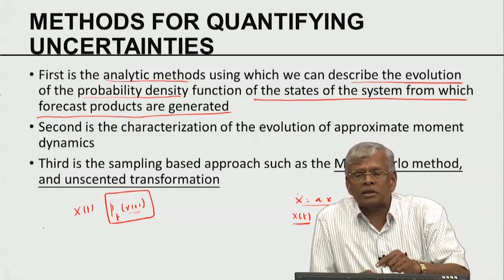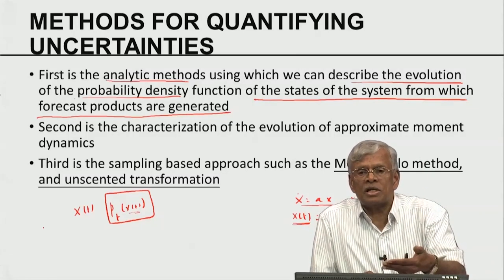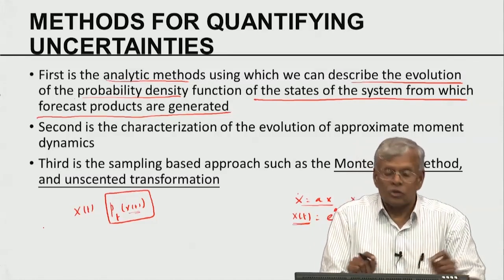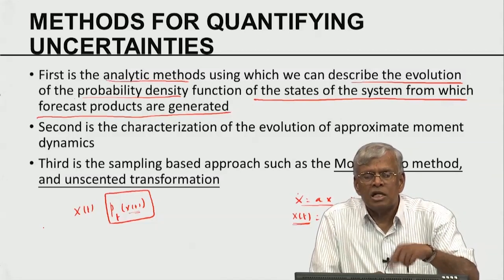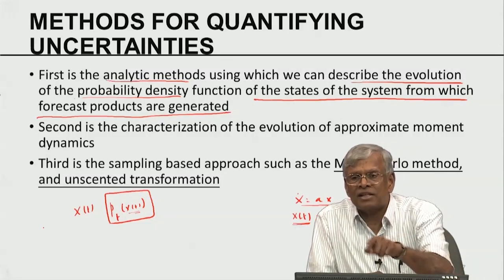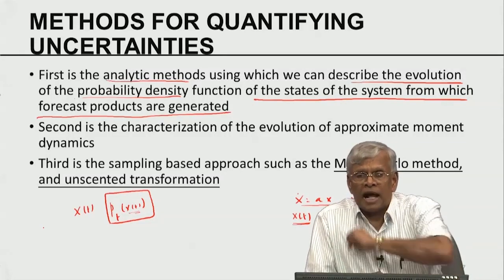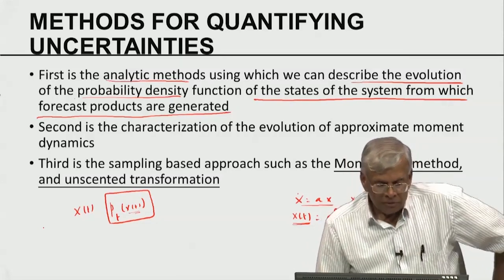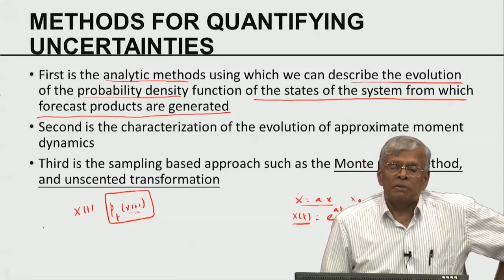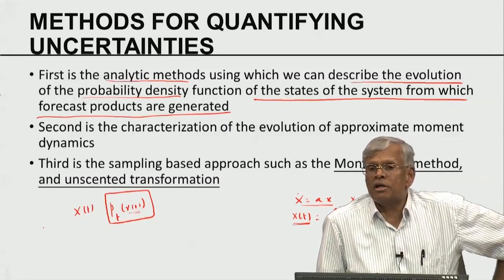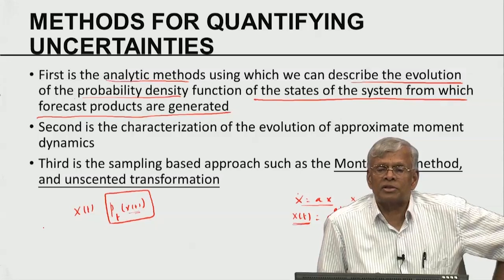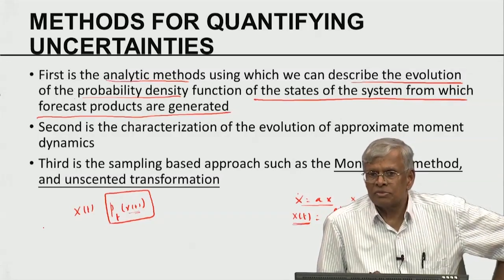so what are the forecast products? Mean is the level, variance is the uncertainty. So I can create the forecast products as mean and variance from P t if P t can be analytically derived. But it turns out that the ability to characterize P t analytically is possible only for a very small class of uninteresting simple textbook cases. So that is the difficulty.